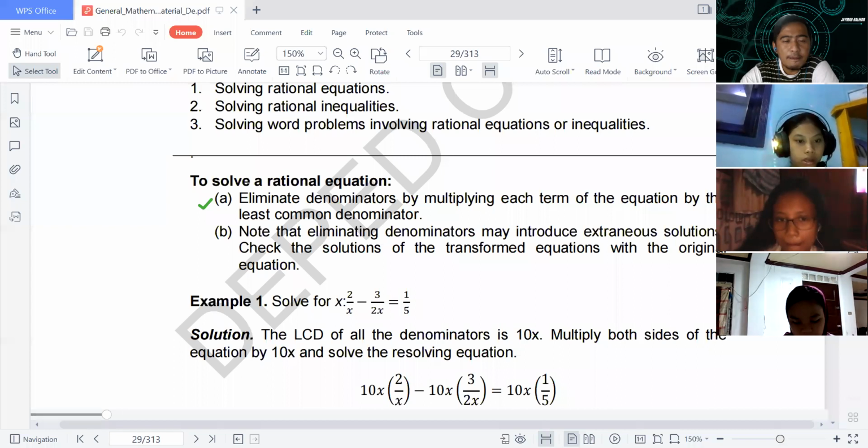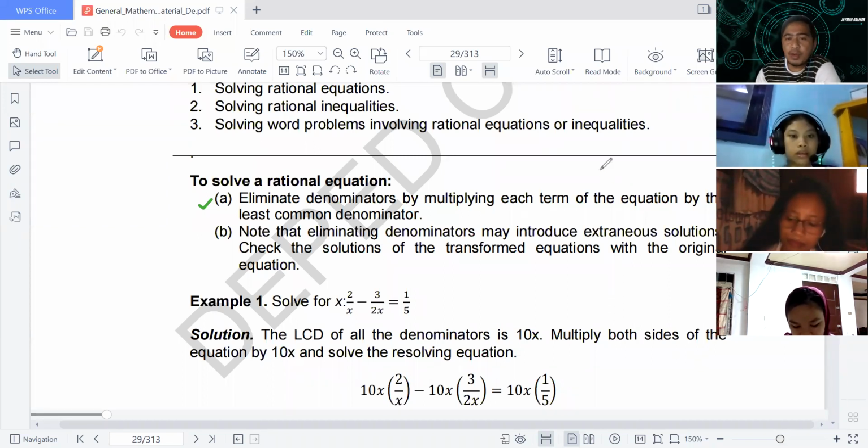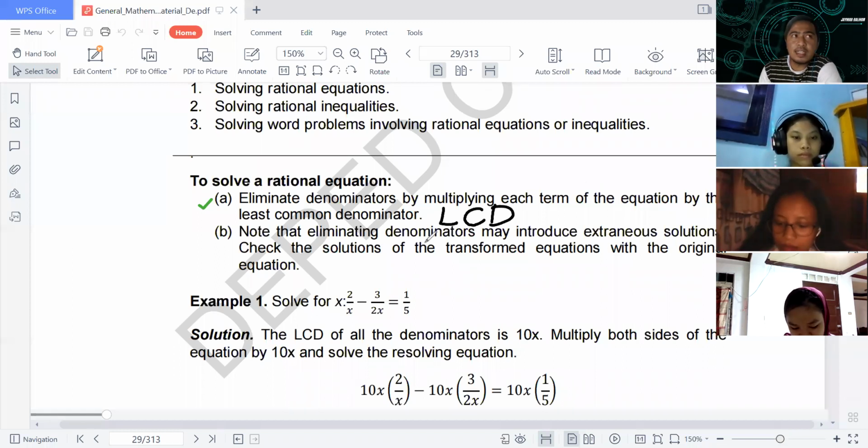Yes, sir. Eliminate denominators by multiplying each term of the equation by the least common denominator. Remember, it is mentioned here that you have to find the least common denominator. This is the least possible expression that can be divided by all of your denominators, which is common among all denominators. And I think you know how to do it.